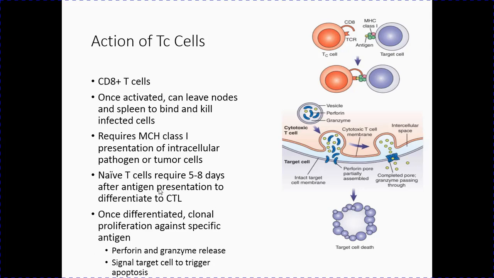Additionally, cytotoxic T cells, once they differentiate, will proliferate and create cytotoxic T cells very specific for that antigen. Those cytotoxic T cells, we remember, release perforins and granzymes. This is a great little illustration. So the perforins make a little pore that punctures through the membrane, the cell surface of the target cell. And the granzymes, once the pore is completed, can pass through and cause cell death.